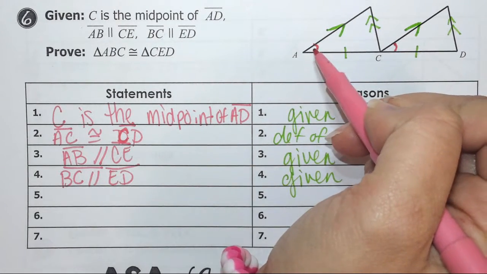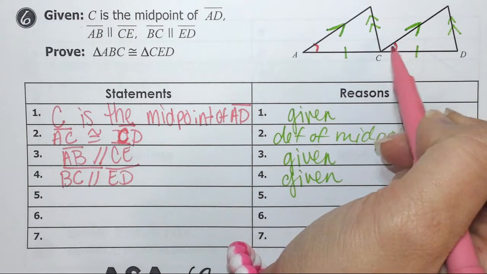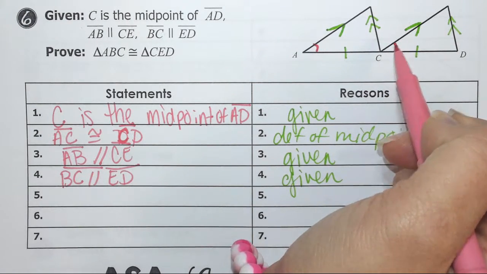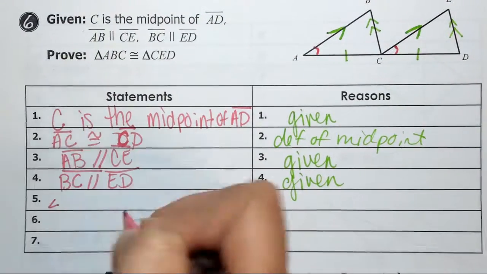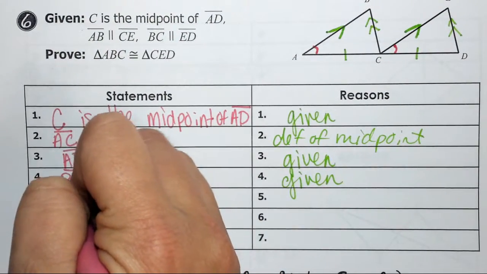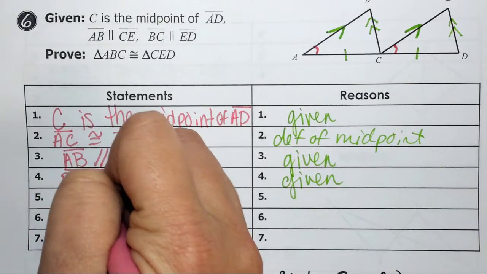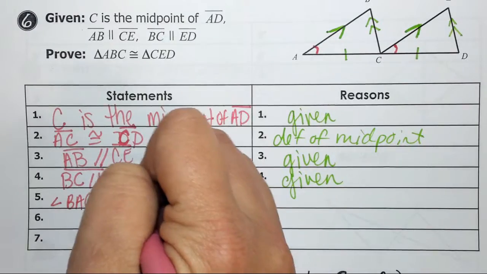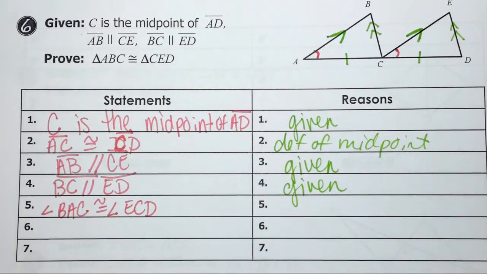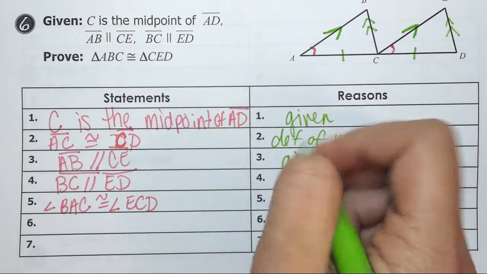So angle A right here would be congruent to this angle over here, correct? Because they're corresponding angles. They're in the same position. So we would say angle BAC is congruent to what angle? Good job. Take a point. ECD by corresponding angles.